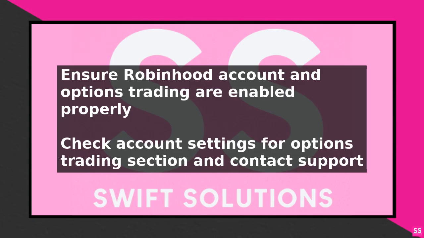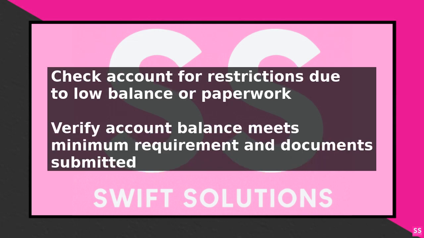Next, check your account for any restrictions. Robinhood may restrict options trading if your account balance is too low or if you have not completed the necessary paperwork. Make sure your account balance meets the minimum requirement and that you have submitted all required documents.